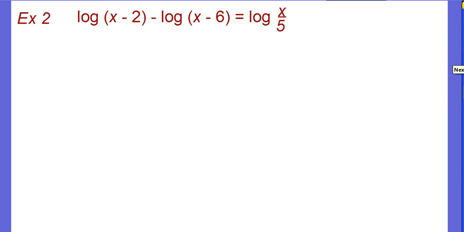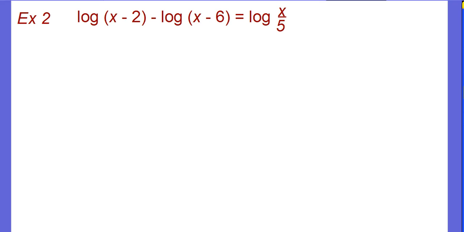Okay, example 2. So here we have the equation, the log of x minus 2 minus the log of x minus 6 is equal to the log of x over 5. So this is 3 log terms, and I don't see any non-log terms.